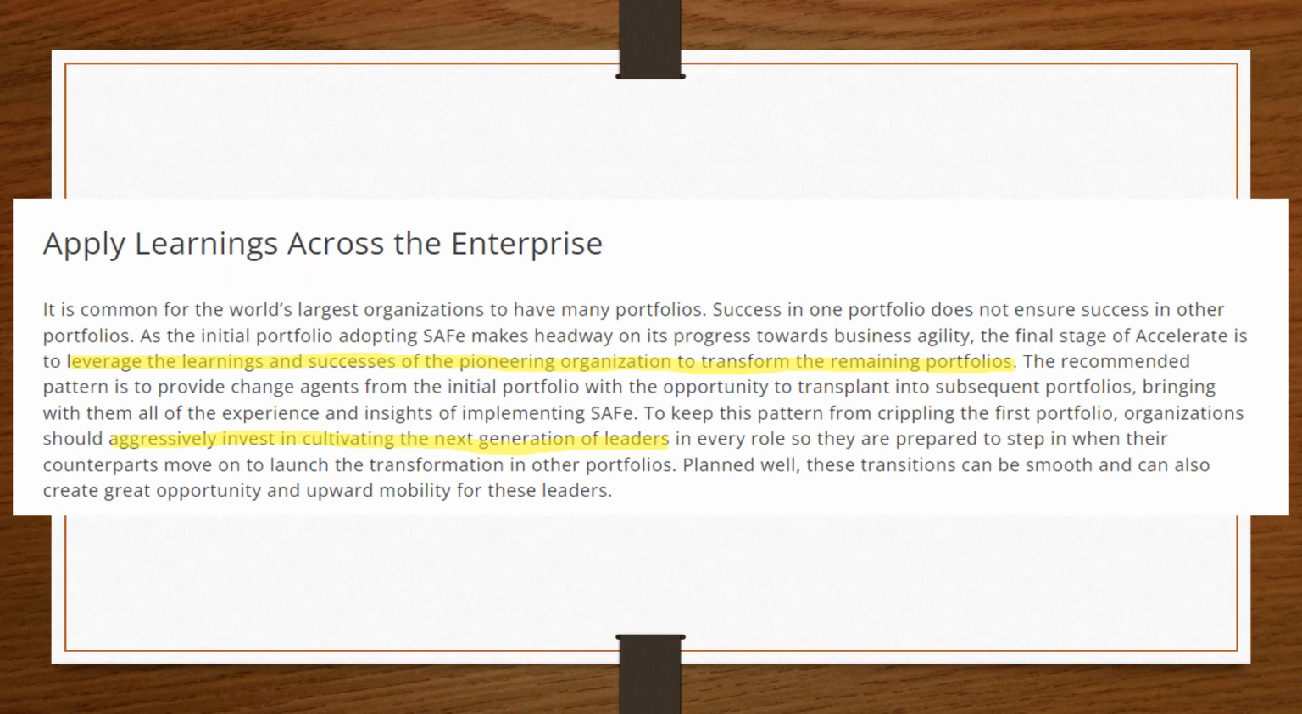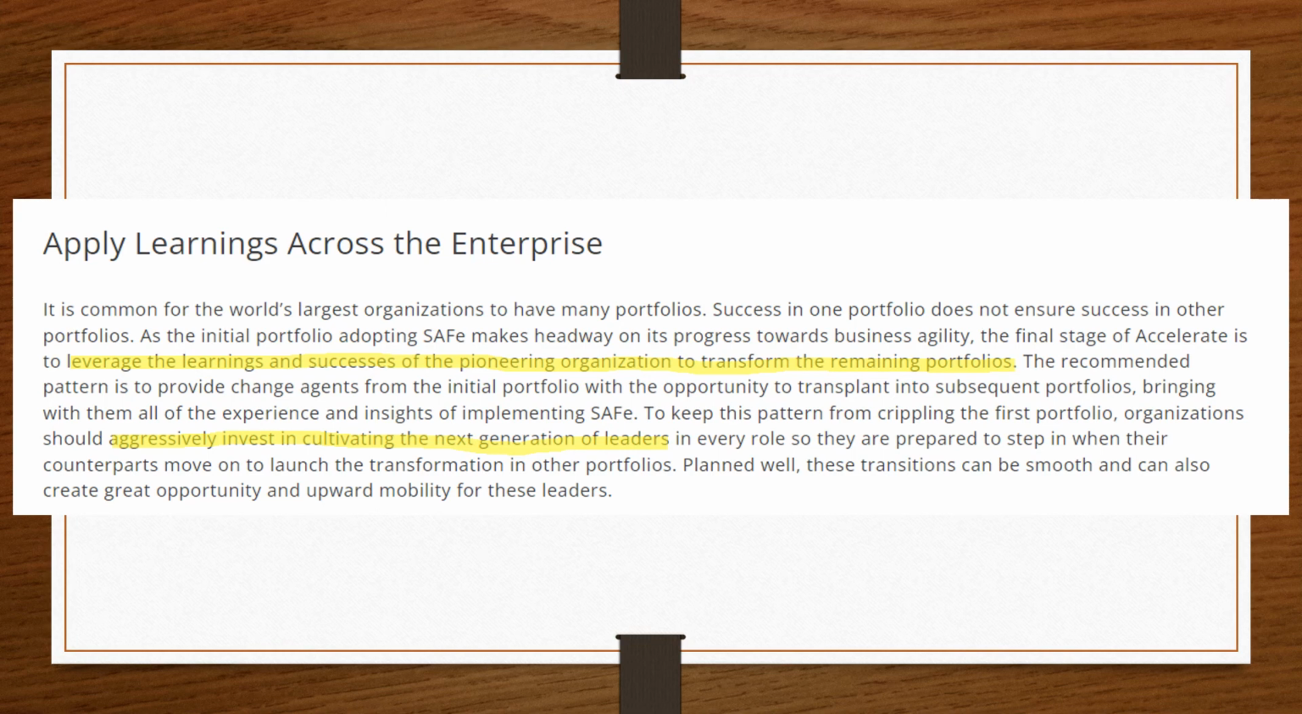The final one is apply learnings across the enterprise, right? As a leader, as a change agent, as an SPC, you have to leverage the learnings and successes of the pioneering organization to transform the entire remaining portfolio, right? Success in one portfolio does not ensure success in other portfolios, right? So the final stage of Accelerate is to leverage learnings and successes of one portfolio and transform the remaining portfolios. You need to then plan next steps.